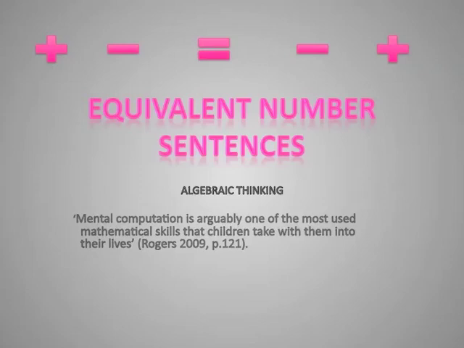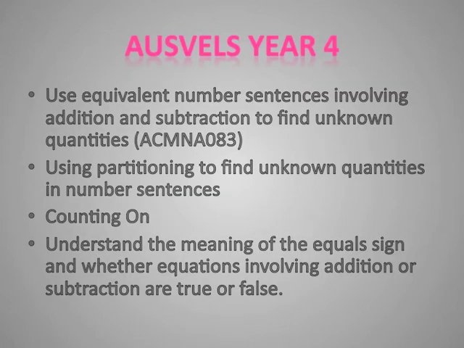Equivalent number sentences. Algebraic thinking. These activities relate to Oswald's Year 4. Use equivalent number sentences involving addition and subtraction to find unknown quantities. Use partitioning to find unknown quantities in number sentences, counting on, and understand the meaning of the equal sign and whether equations involving addition or subtraction are true or false.